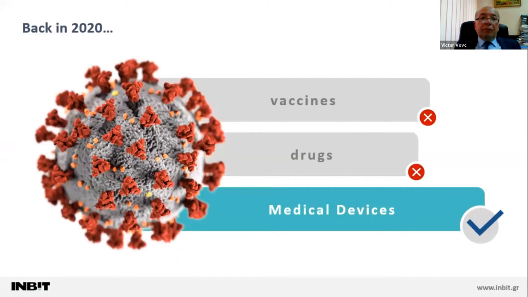So, going back a couple of years, we can now definitely say that the pandemic took us by surprise. And in the first few crucial weeks, the only means of prevention that we had available before the development of vaccines and drugs were the medical devices. So we solely depended on them in the first weeks in order to treat the pandemic, in order to limit the disease spreading, in order to earn us some time to help us plan our next steps.